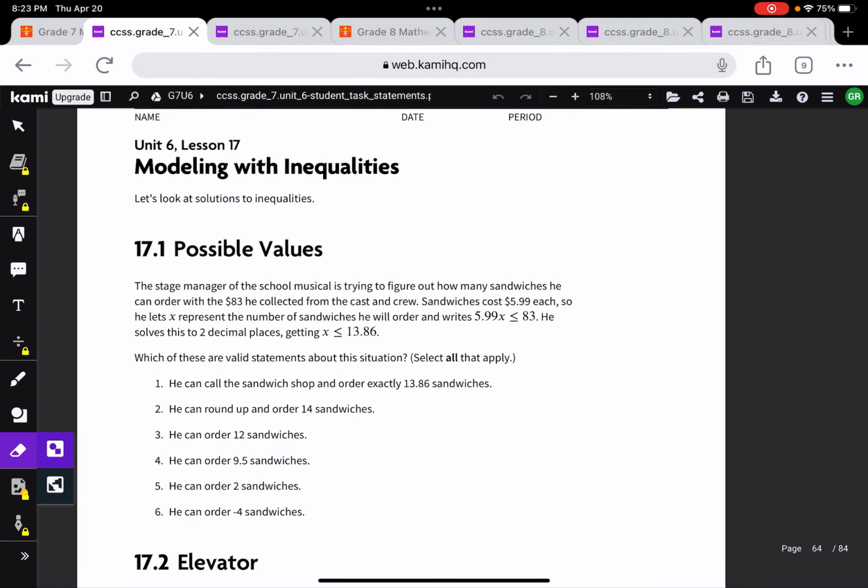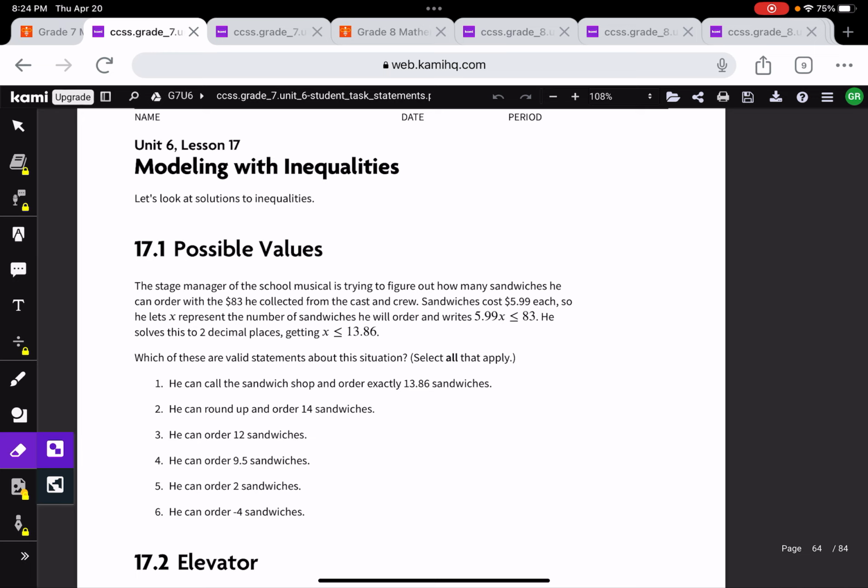Hello again, everyone. Let's get out, if you haven't already, lesson 17, modeling with inequalities. Let's look at solutions to inequalities, is what the test is today in a nutshell. We'll start with a warm-up.